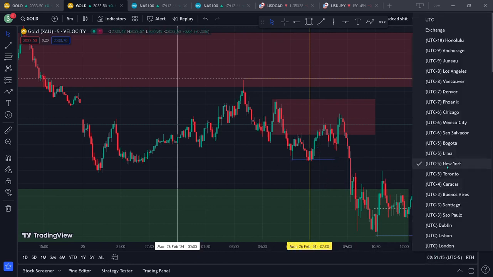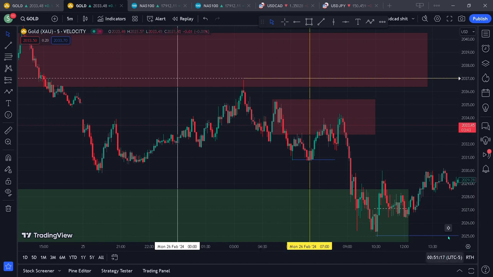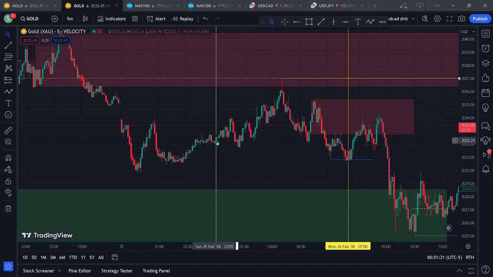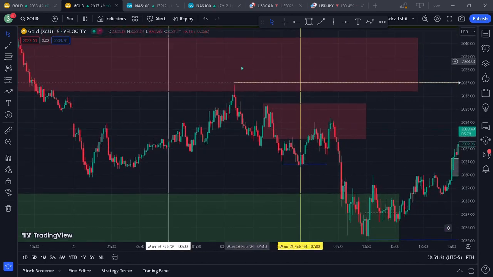First things first, highlight. You want to make sure your chart is set to New York time. Once you've done that, you want to add a line at 12 midnight for the beginning of the day's trading. And secondly, you want to add another line at 7 a.m. Everything on the left-hand side of 7 a.m. becomes your London session. In your London session, you want to highlight your high and your low, and you want to highlight any fair value gaps or any breakers that stick out.